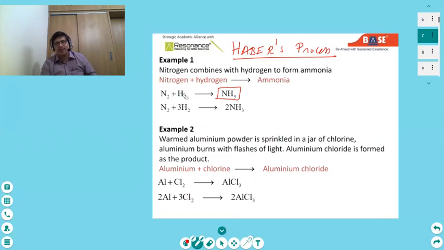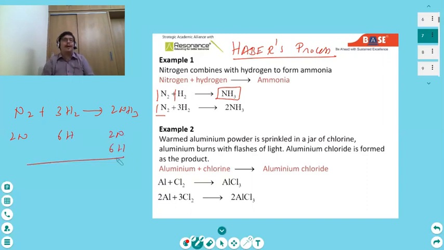Now how to balance this? Here you have 1 nitrogen, here you have 1 hydrogen, but here you have 1 nitrogen and 3 hydrogen. So you need to balance. So you keep N2, 3H2, I'm showing in the balanced form only. So here when you see, you have 2 nitrogen, you have 6 hydrogen, and here you have 2 nitrogen and 6 hydrogen. So this is known as the balanced form.